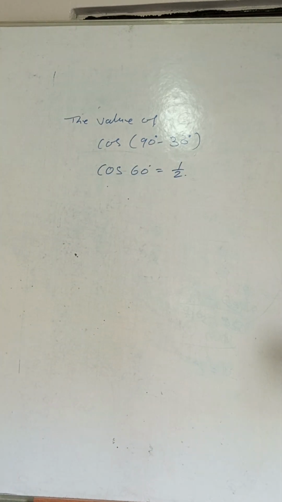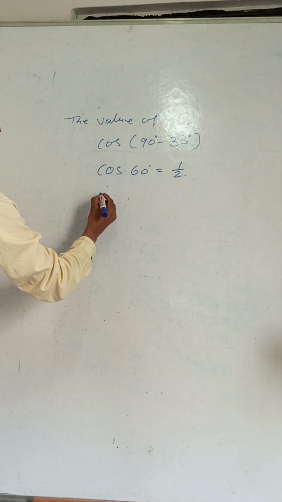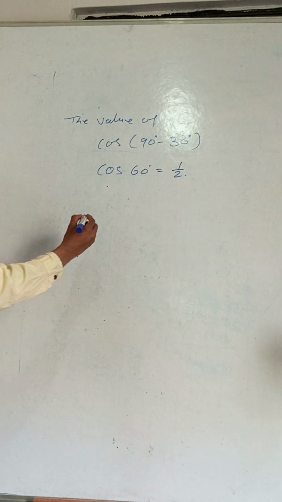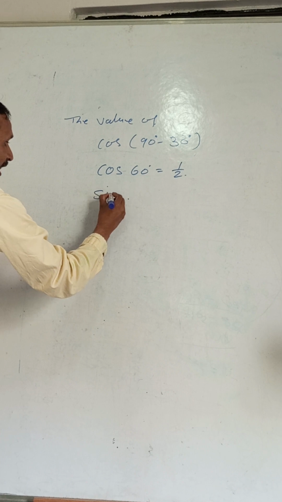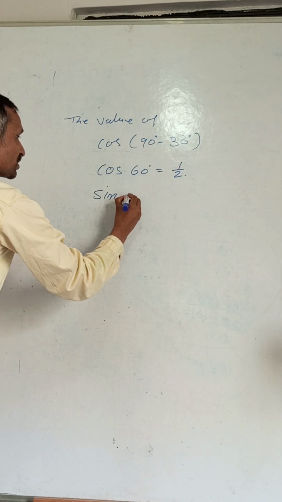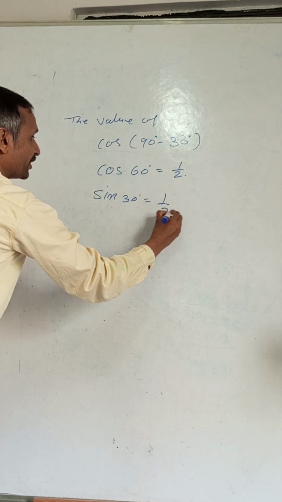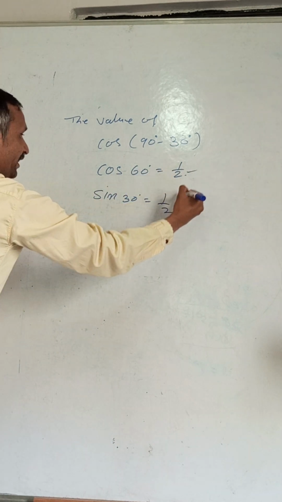Now, if we take it as complementary angles, we can write it like this: cos of an angle becomes sine of the complementary angle, which is 30 degree here. So sine 30 degree is also 1 by 2. So the answer is 1 by 2.